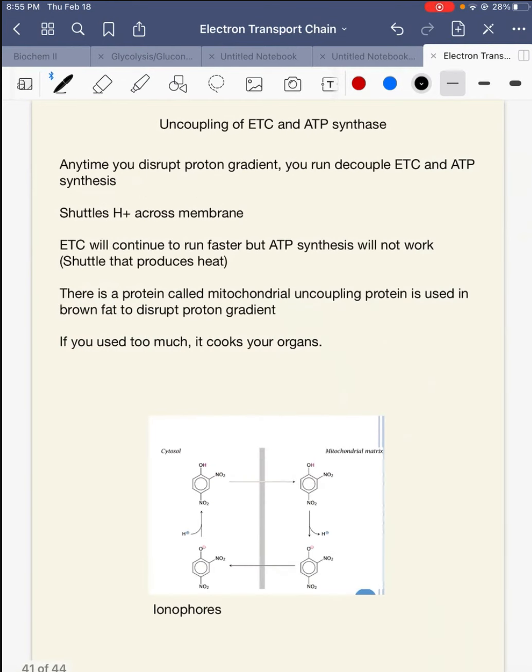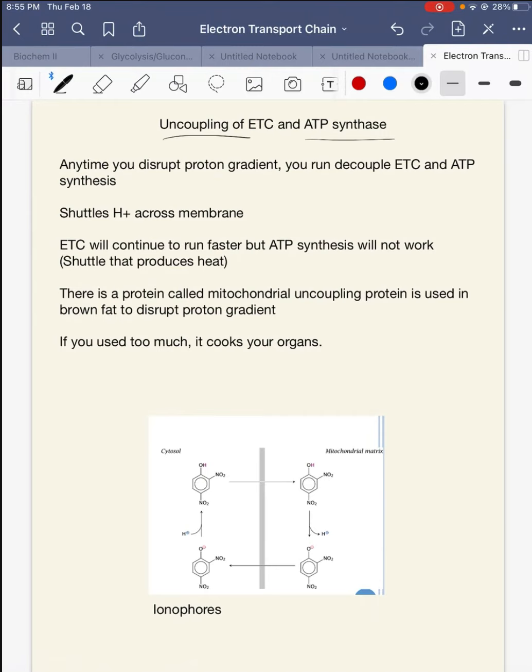Okay, so I think I have a couple more slides here. I know this is going a lot longer than I expected. Okay, so uncoupling of ETC and ATP synthase, and I think you guys have a couple questions on the homework.